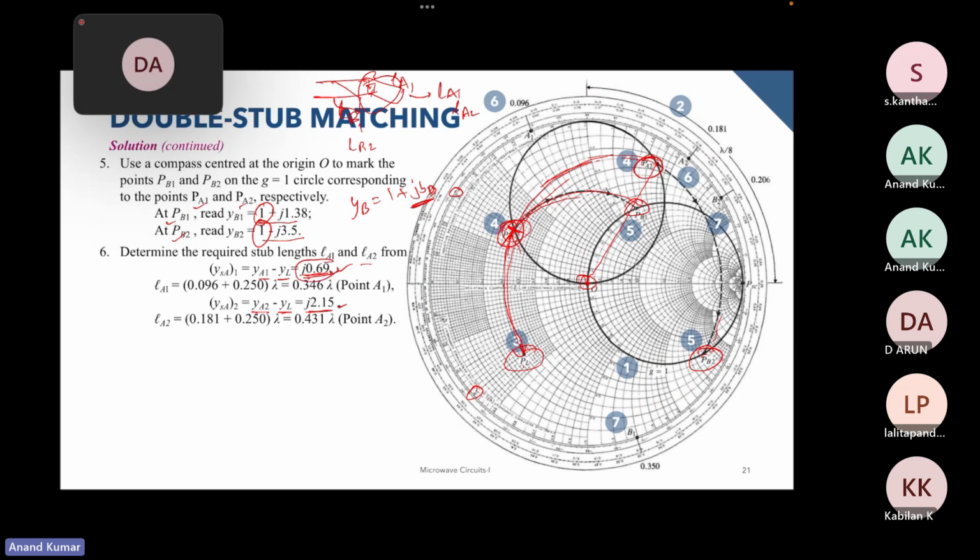Okay, so we have got the imaginary part values, and now corresponding to this j 0.69, you find them on the outer part of the Smith chart. So if you take a close look, this will come out to be, yeah. So this is zero.